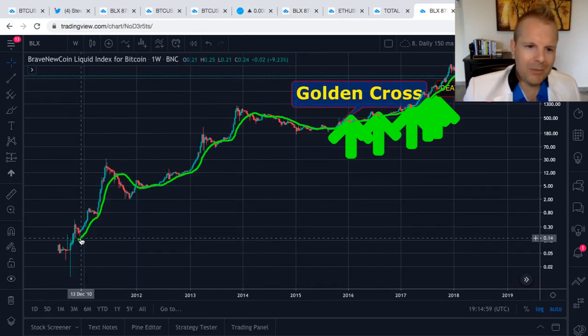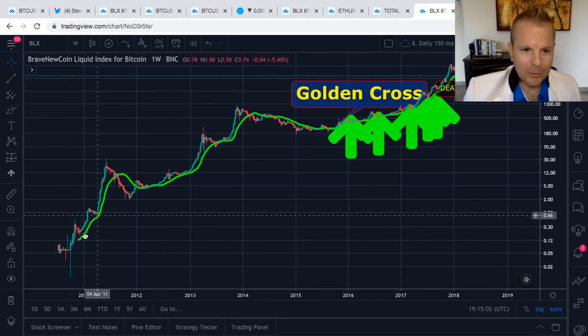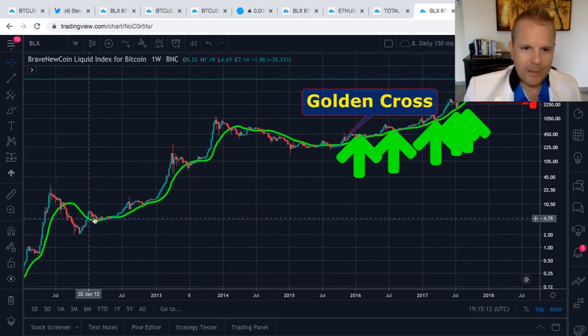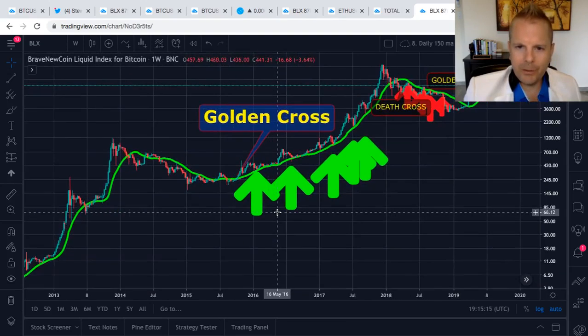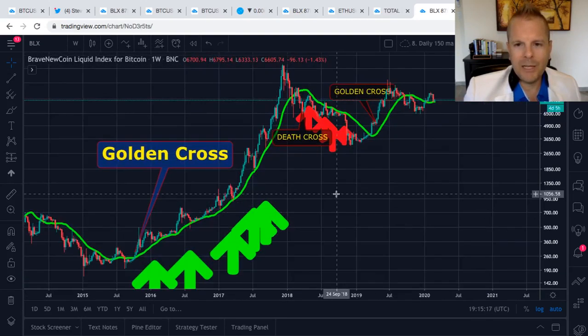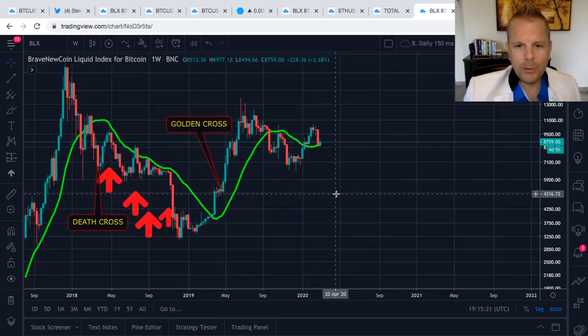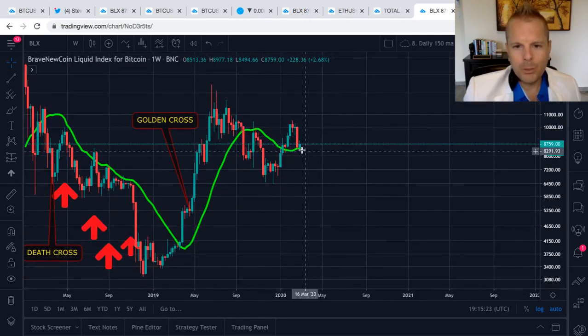And you can see even back here in 2010, we held critical support multiple times on this. Dating back to March 2011, look at that critical support here. So this has been a very important moving average. And where are we right now? This is where we are right now. We are holding critical support.